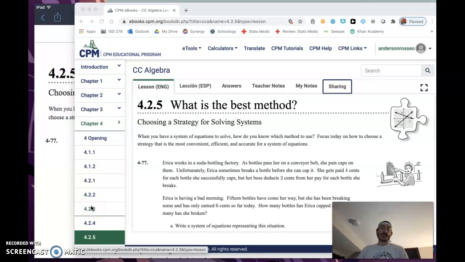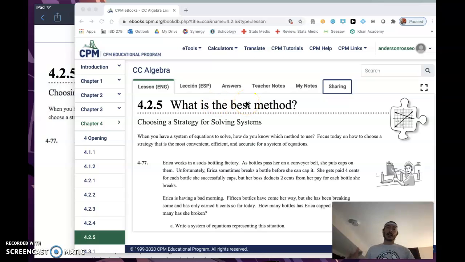Today we're going to be looking at section 4.2.5 from our CPM ebook, and our goal today is going to be to further investigate some methods for solving systems of equations and wrap up chapter 4. And the big question that we're trying to answer today is, what is the best method?